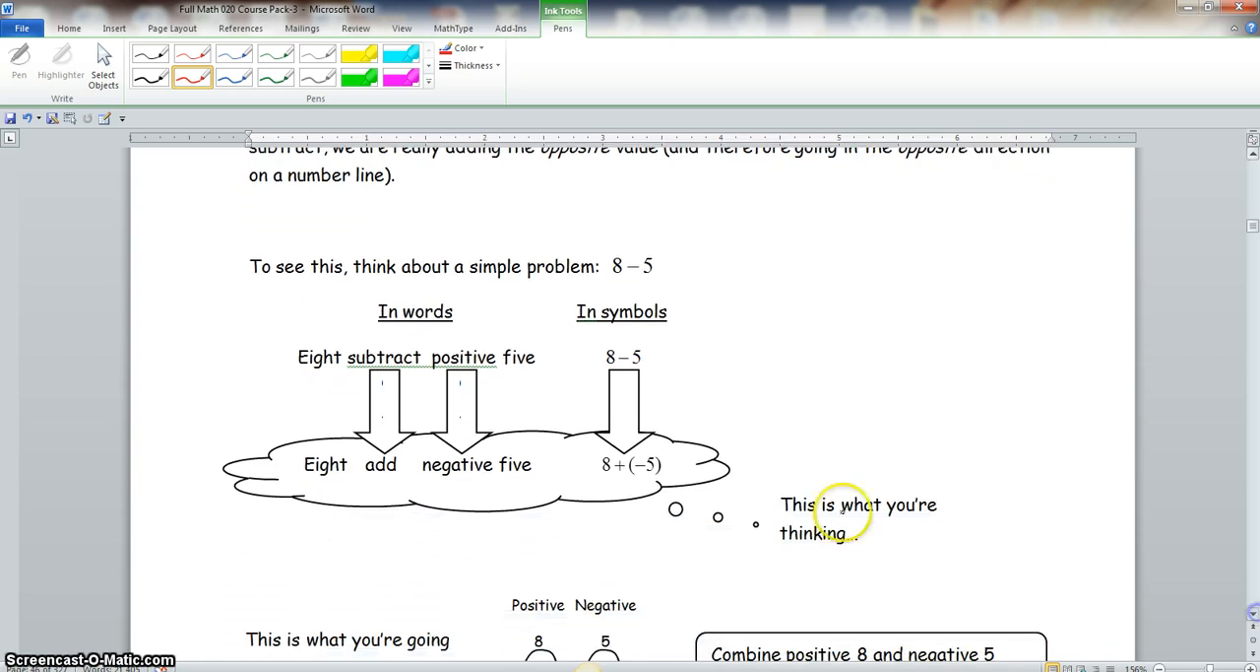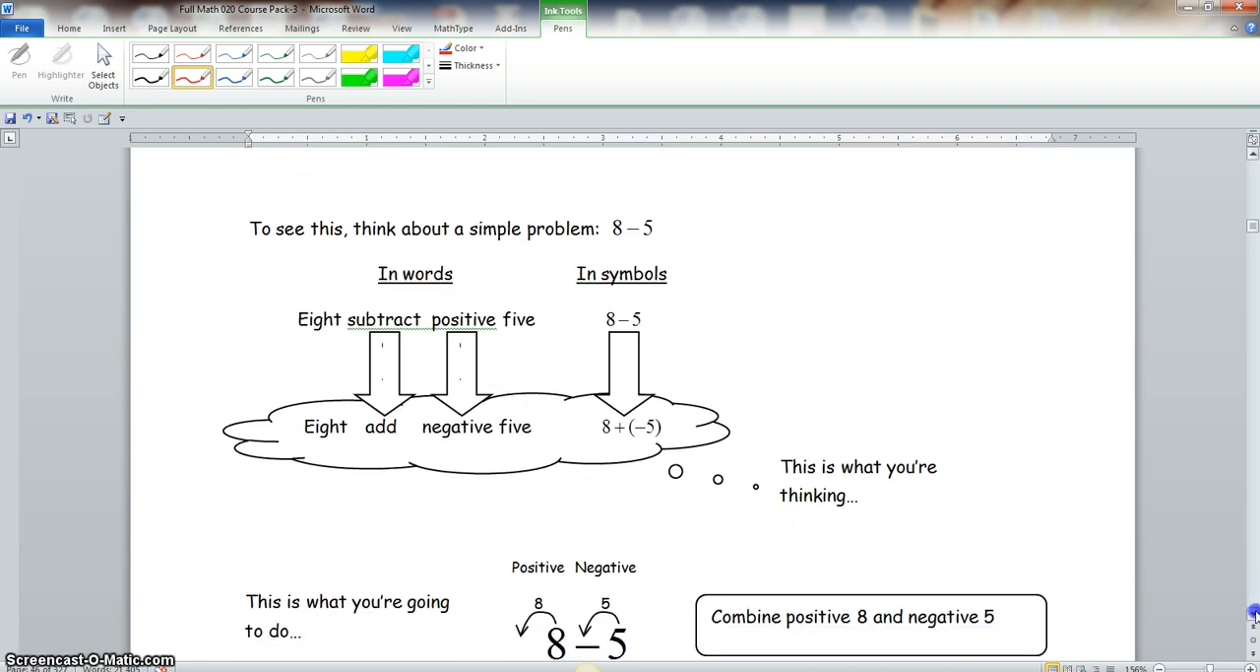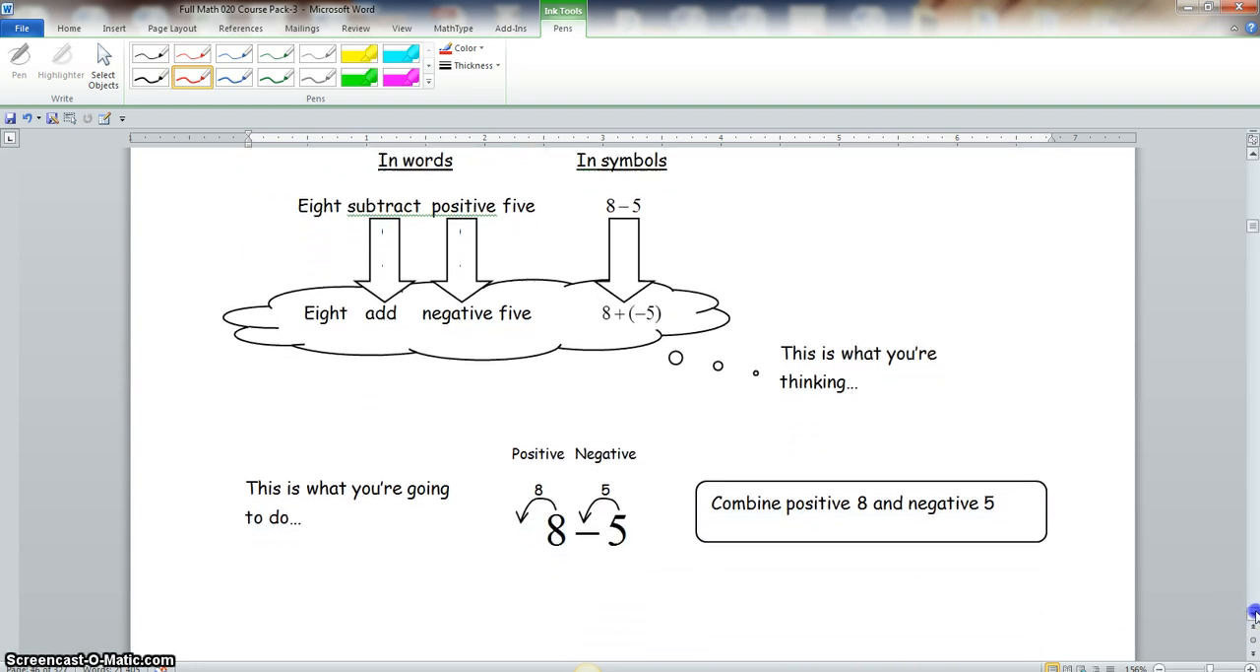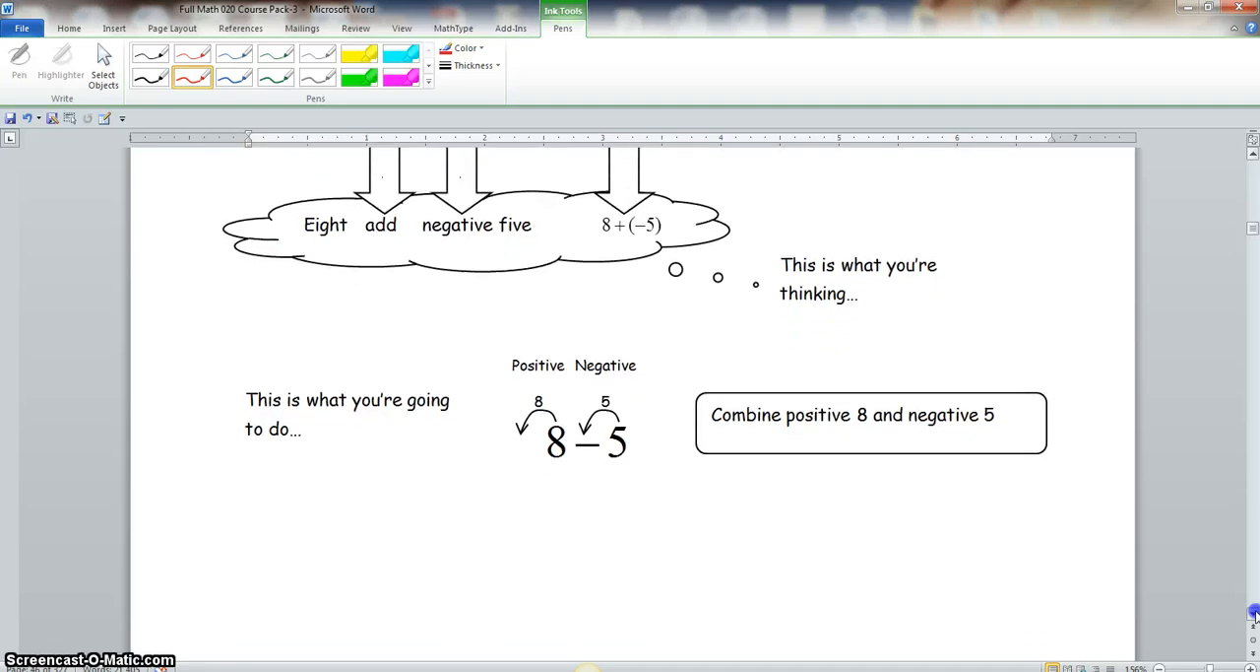In words, 8 subtract positive 5. So we could say 8 adds negative 5. So we could have 8 plus negative 5. This is what you're thinking. And we know 8 minus 5 will give us 3. But let's take a look down here. This is what you're going to do.